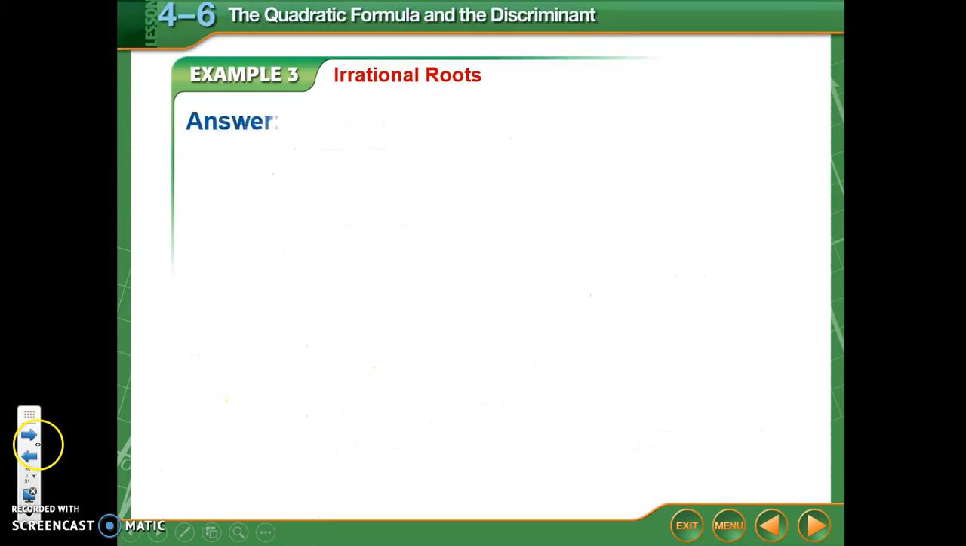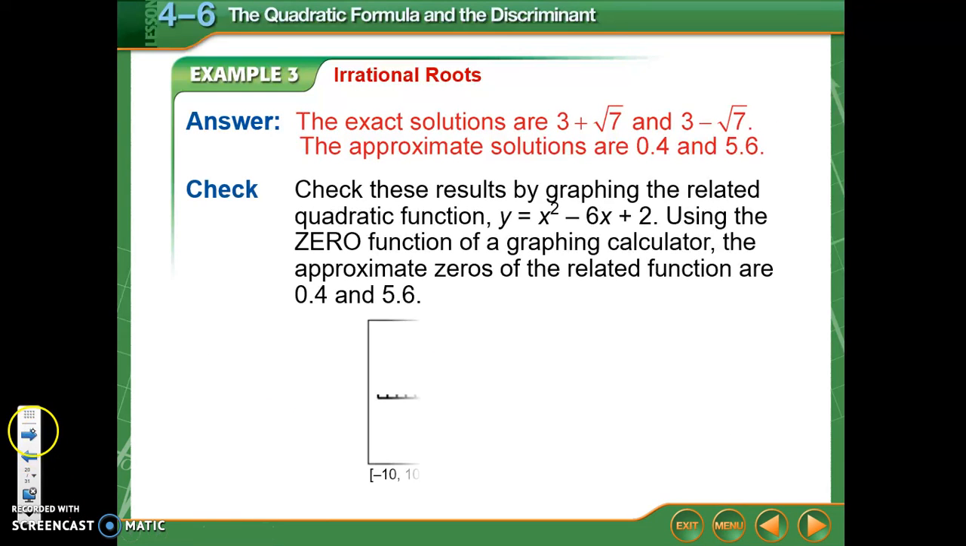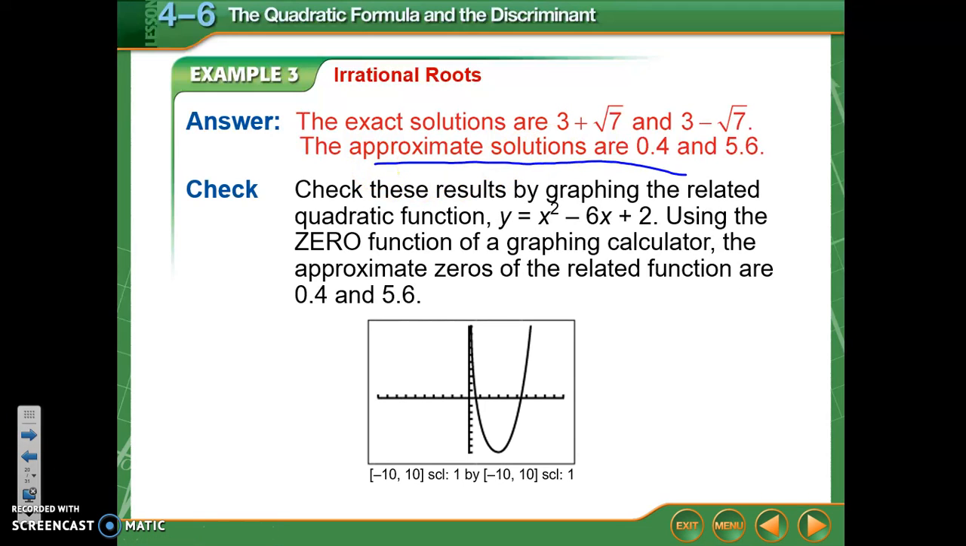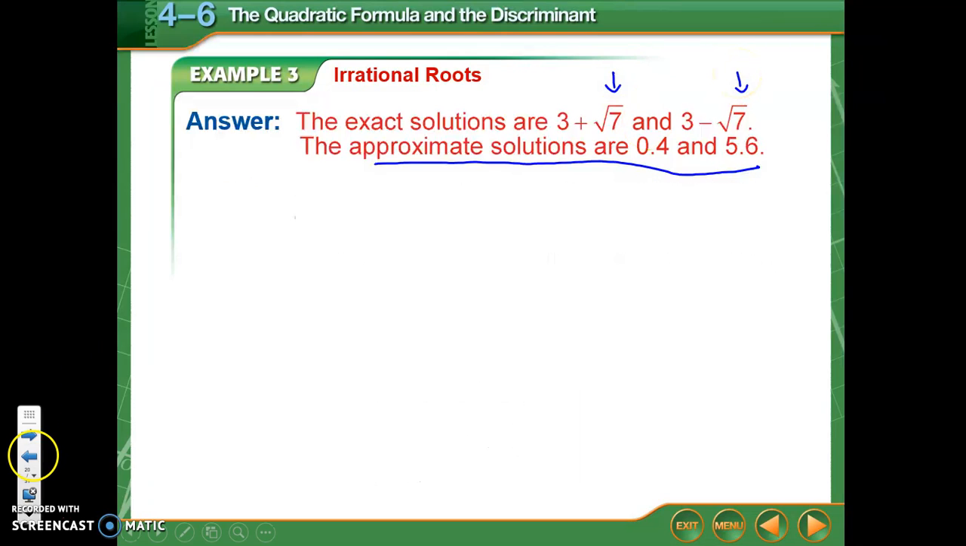But if I were to put it in the calculator and get an approximation, I would have to round it off. Here they rounded to the nearest tenth and they got 0.4 or 5.6. These results you can kind of see here in the graph. I'm not going through a really nice number. It's close to 1/2 and close to 5.5, but they're irrational numbers because if I took the square root of 7, I would get a decimal that goes on forever. So the 0.4 and the 5.6 are approximate. The exact solutions are here before I simplify the square root because it is irrational.